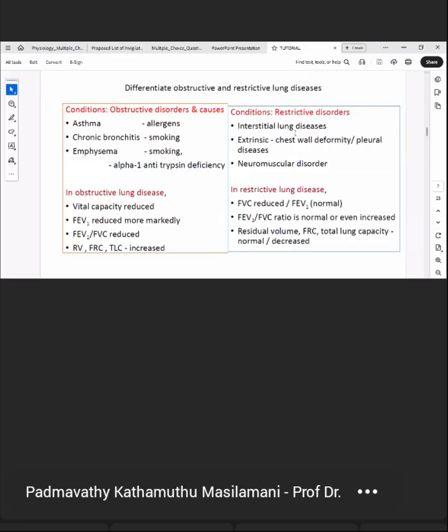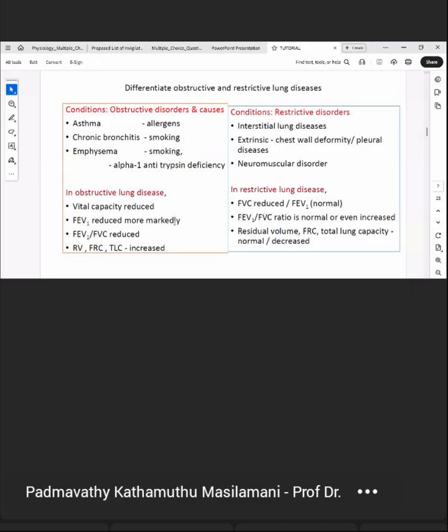Okay. Restrictive disease can be from interstitial lung disease, COVID also, and extrinsic causes affecting the chest wall, such as deformity or any pleural disease that prevents the expansion of the lung. Or any defect at the neuromuscular junction as in polio, or any muscle paralysis or muscular dystrophy, all of that will come under the neuromuscular or muscular dystrophies. Everything will come under restrictive lung disease.